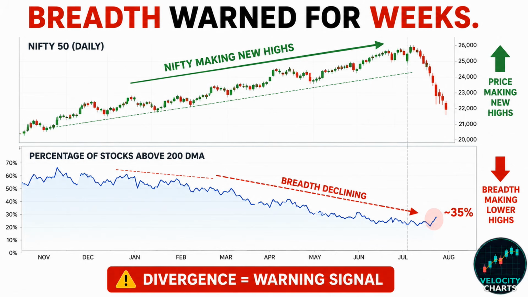The rest of the market was already correcting. Anyone who only watched the index thought the bull market was alive. Anyone who watched breadth saw the trap. Soon after, the index corrected sharply. The breadth had been warning for weeks.